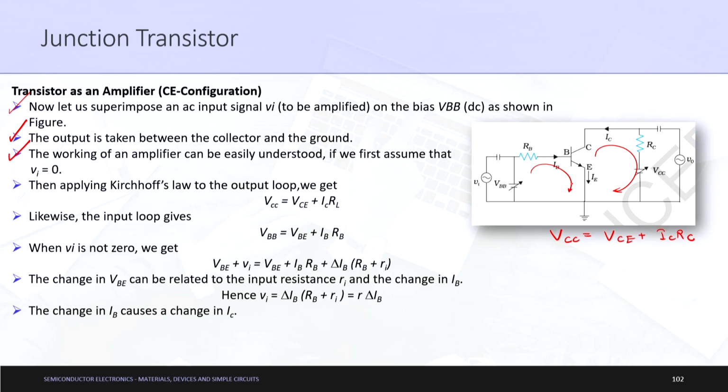And for the next loop, the value of VBB will be utilized by 2 things. One is your VBE, that is the base emitter junction, and the next is IB into RB. So, these are the 2 equations being explained here. First is VCC, this and this. Explaining again: in the output you are using this and this, and in the input you are using this and this.